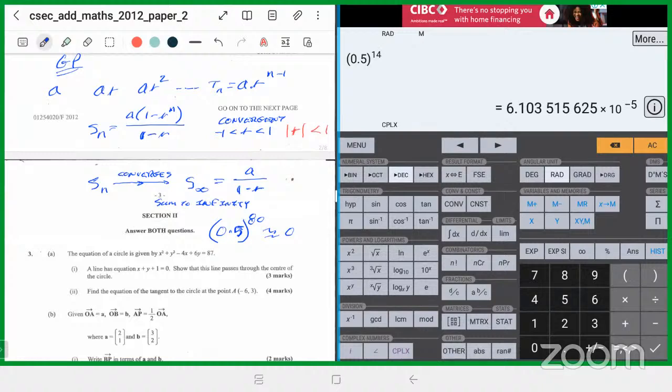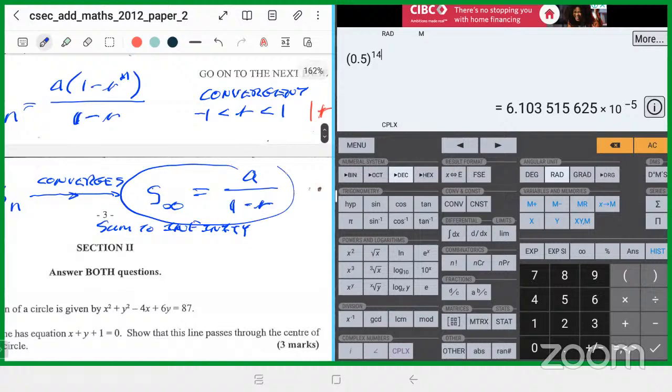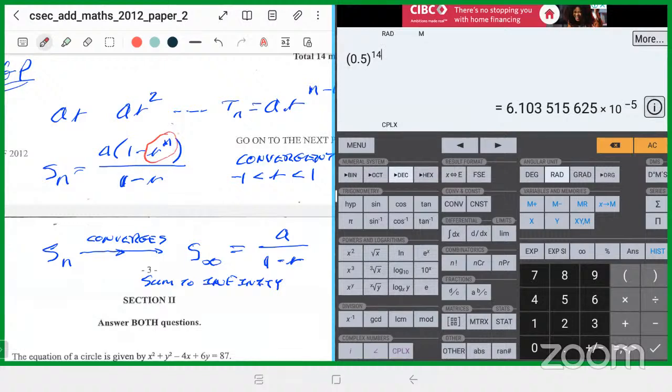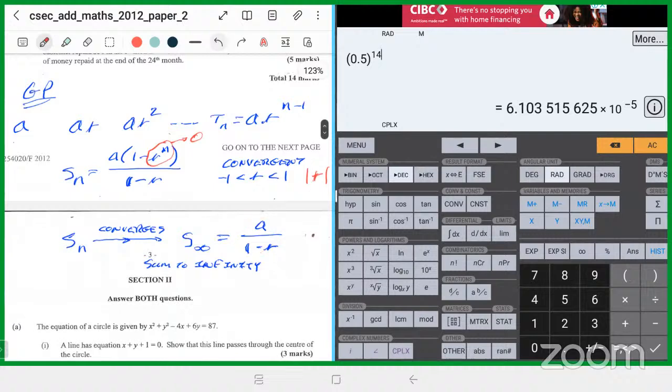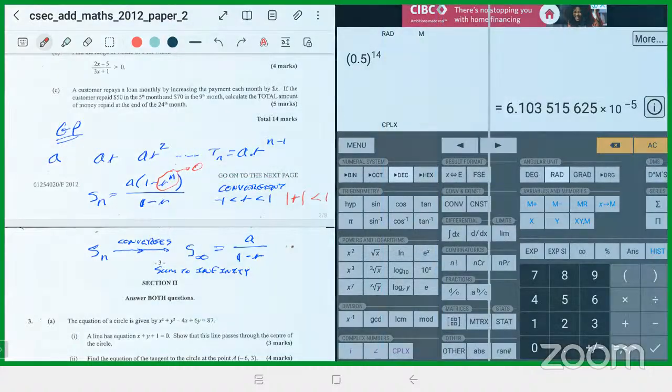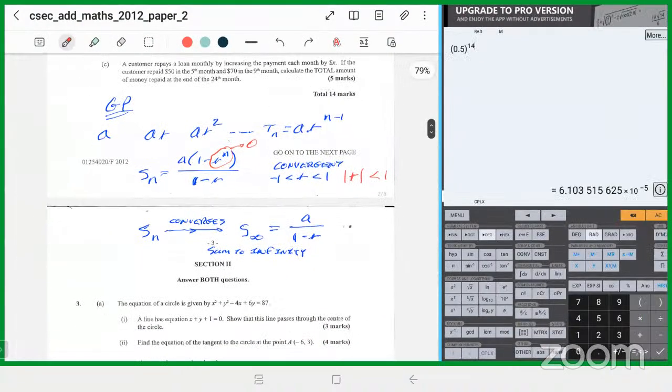So the more terms you have, with a negative power, the sum of the values tends towards a sum to infinity, which is equal to this, because the r to the n expression here approaches 0. And you're left with a times 1 over 1 minus r, which is what we have here. But this only happens when your r is a fraction. That's the only time it happens. And it's only a GP that can converge.